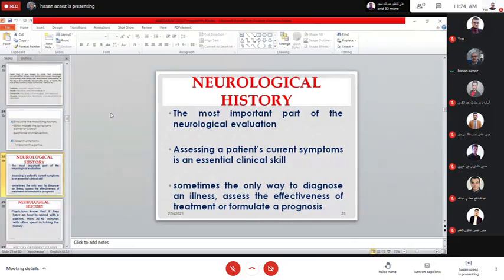In neurology, neurological history is very important because examination and investigation and most of the patient's diagnosis depend on the findings in the history. Assessing a patient's current symptoms is an essential clinical skill. Sometimes the only way to diagnose an illness, assess the effectiveness of a treatment, or formulate a prognosis is only the history.